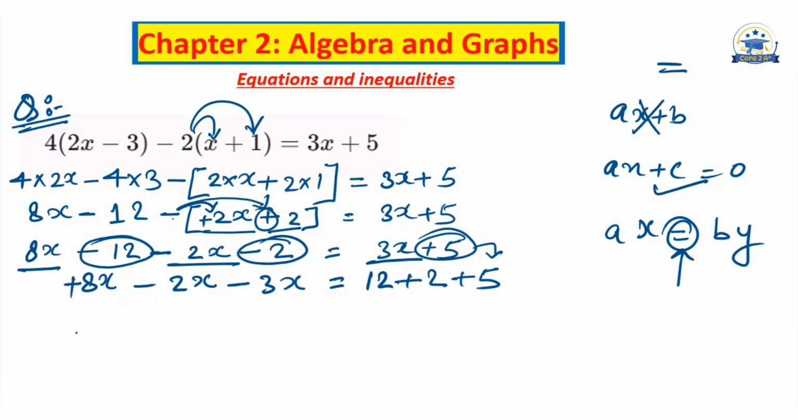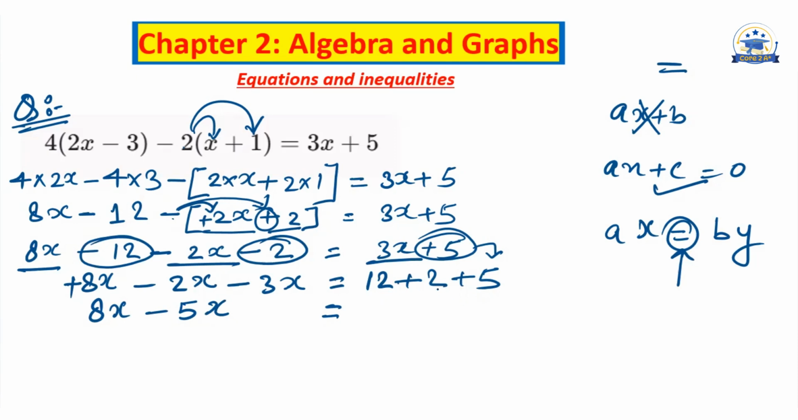Now, 8x is in plus, negative 2, negative 3. How much is it? 8x, negative, negative, add it, minus, minus, plus. So minus 2, minus 3. How much is it? Minus 5. And x, don't forget to write x. And here all are positive, so no need to worry, just add as we do in LKG, UKG, right?